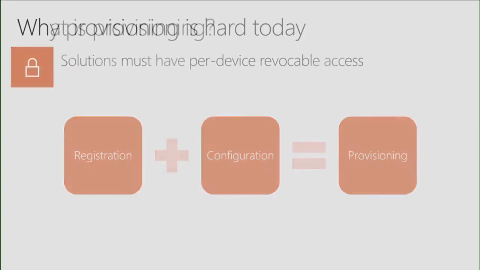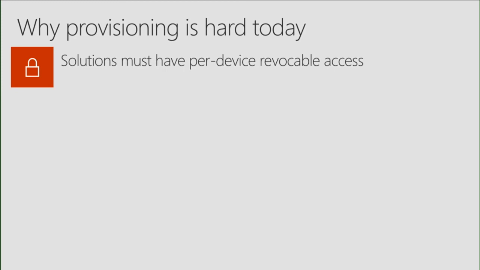Now, provisioning is hard today for a variety of reasons, and first and foremost is a general security best practice that's true regardless of the platform you're using, and that's that solutions and devices must have unique per-device revocable access. This is so that if you have one device that, for whatever reason, either goes rogue or gets hacked, you can shut down access to just that one device without crippling the rest of your solution and further polluting your downstream data processing efforts.